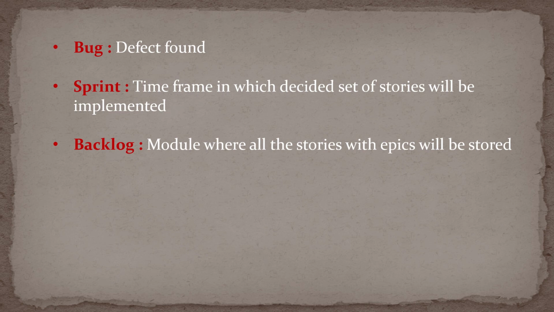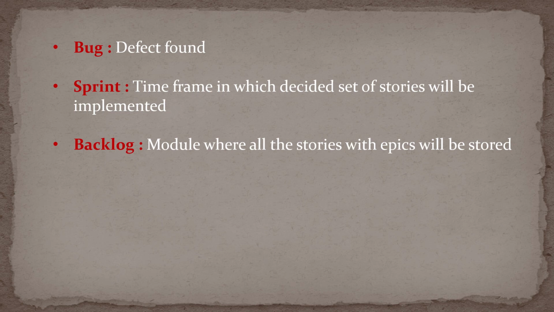The next terminology which I think you must understand if you're working on Jira is sprint. Time frame in which a decided set of stories will be implemented. Guys, a sprint is a time box or time frame in which, as testers and developers, we're going to implement the stories. Let's say I have 10 stories and I want to work on the first 2 stories. So the time frame in which those 2 stories will be completed is called a sprint.